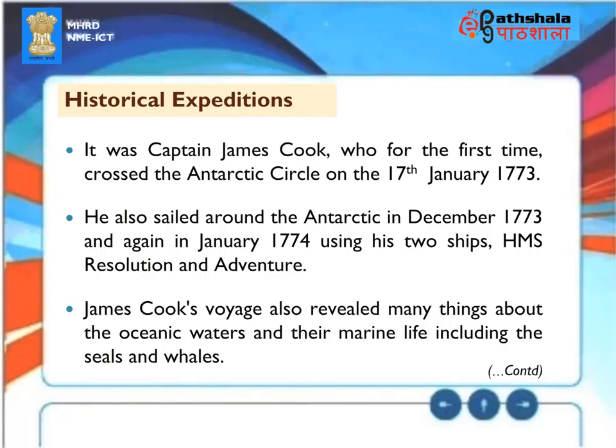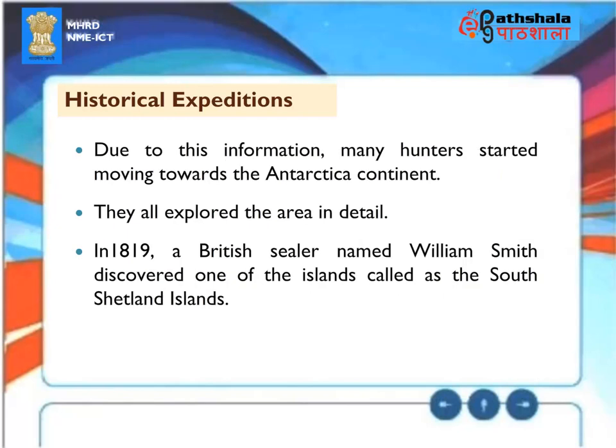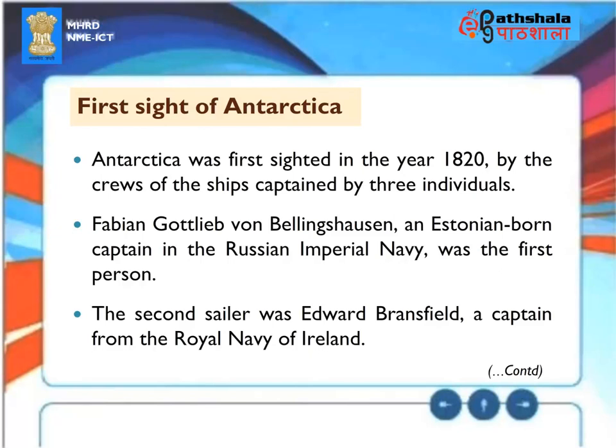He also sailed around the Antarctic in December 1773 and again in January 1774 using his two ships, HMS Resolution and Adventure. James Cook's voyage also revealed many things about the oceanic waters and their marine life, including the seas and whales. Due to this information, many hunters started moving towards the Antarctica continent. They all explored the area in detail. In 1819, a British sealer named William Smith discovered one of the islands called the South Shetland Islands. First sight of Antarctica.